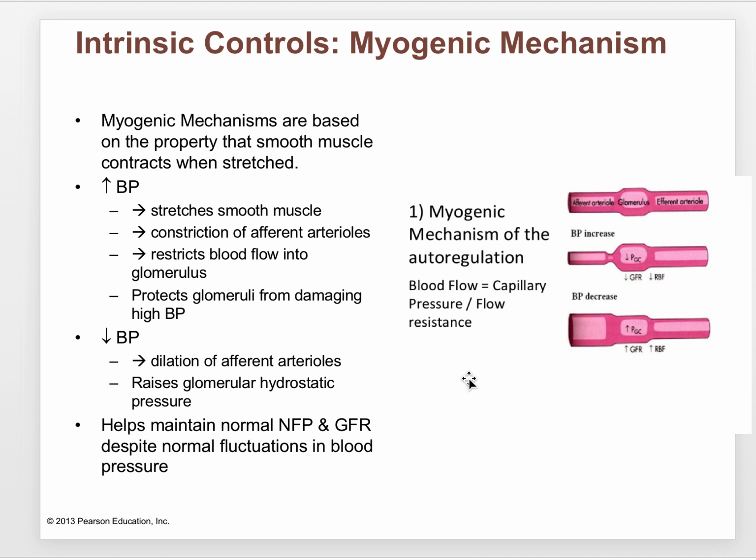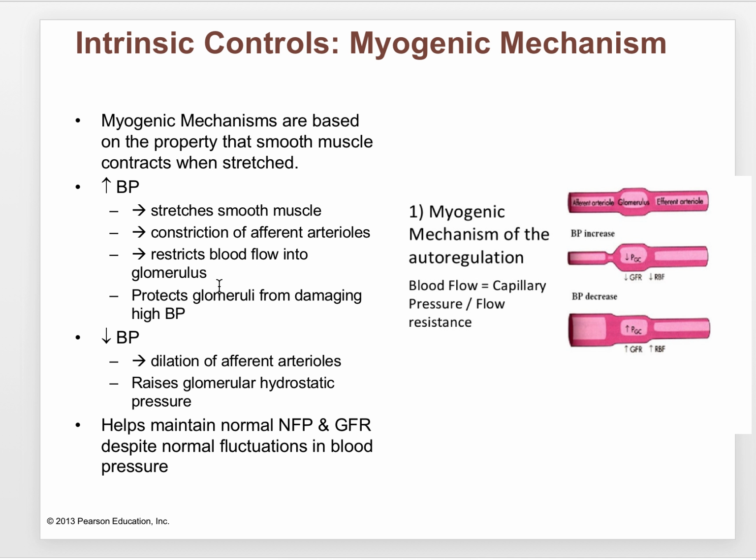So let's see what happens if the blood pressure going into the kidneys increases. That's going to stretch the smooth muscle that surrounds the capillaries. When it stretches that smooth muscle, it's going to cause the arterioles to constrict. This constriction restricts the blood flow into the glomerulus, which protects the glomerulus from damaging high blood pressure. So it kind of keeps it within a certain range.